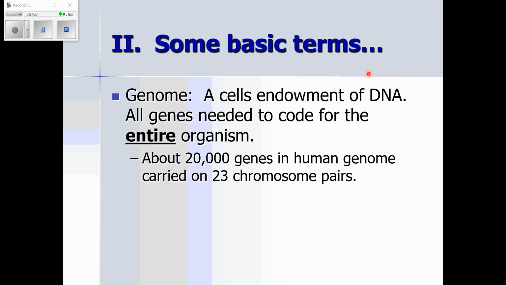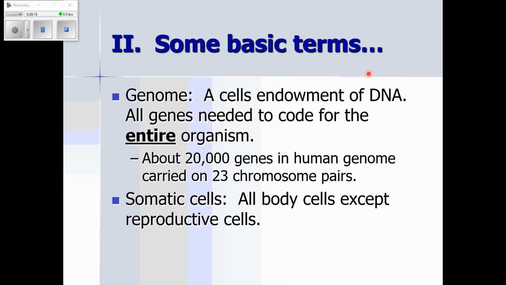It's a surprisingly low number, about 20,000 genes in the entire human genome. These are carried on 23 different kinds of chromosomes, and you have 2 of each one of those chromosomes because you inherited 23 chromosomes from your dad in the sperm cell and 23 chromosomes from your mom in the egg. And so you have these 20,000 genes that are carried on 23 pairs of chromosomes.